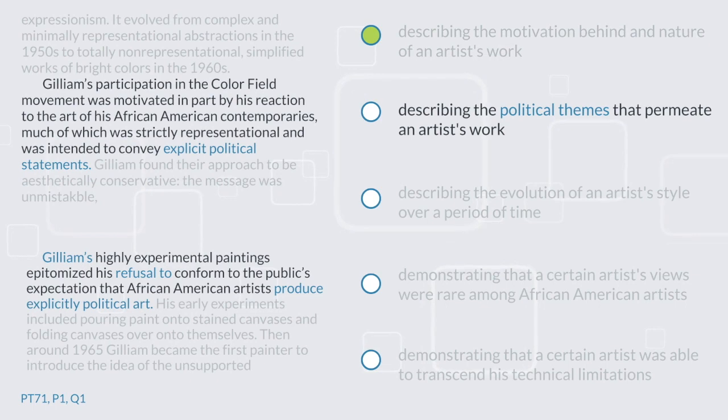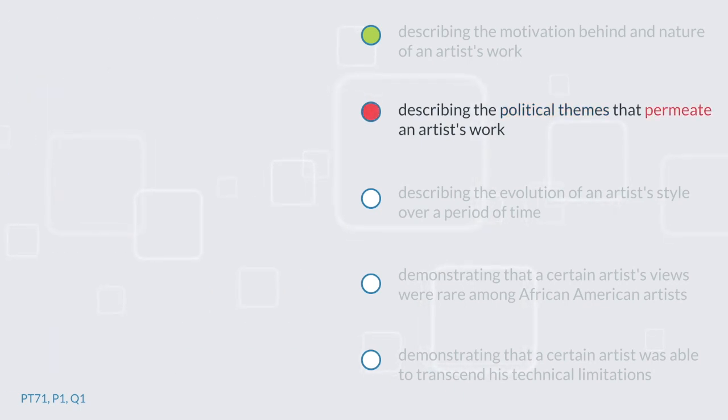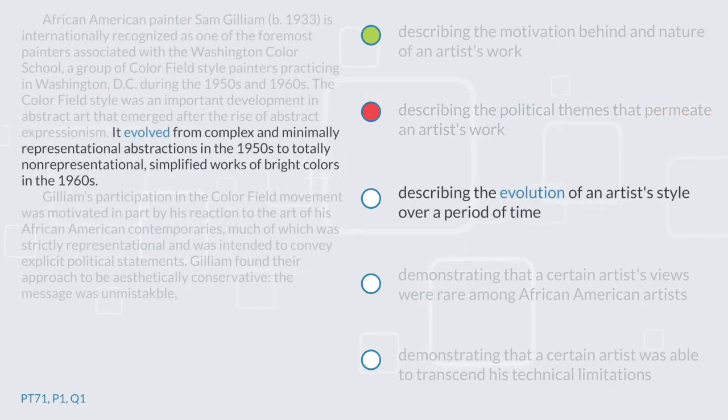Do we talk about political themes that permeate his work? Heavens no, Betsy, the opposite. He was explicitly refusing to do explicit politics. So that one's gone. Permeate would mean like it was throughout his work. That's pretty strong. Do we describe how his style evolved? First paragraph is talking about an evolution, so I would probably keep that.